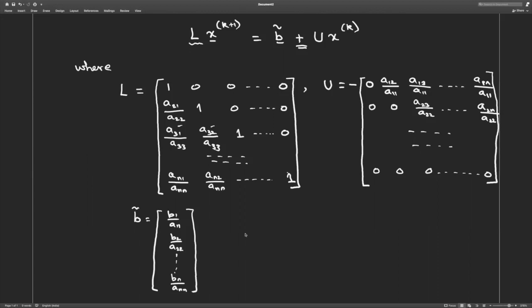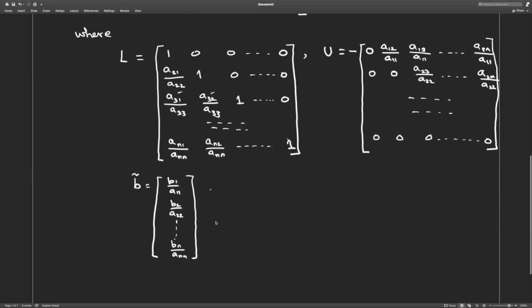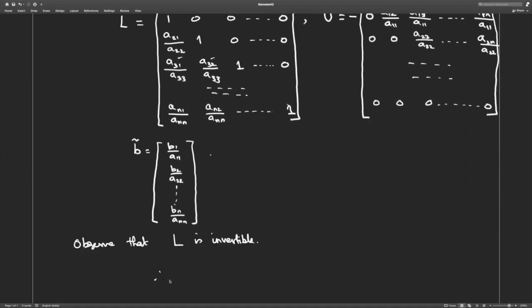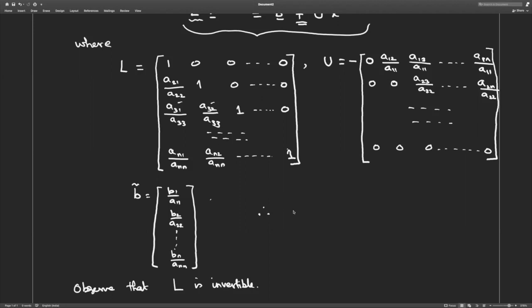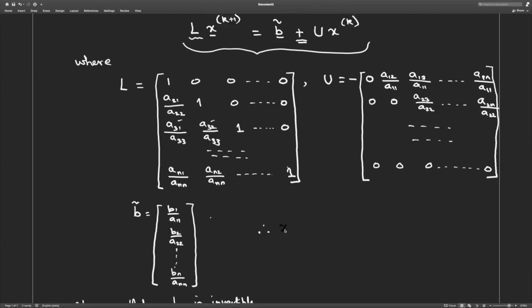See, all this goes with the assumption that the diagonal elements are non-zero. Now you write that L is invertible. Therefore, you can write x_{k+1} equal to, I'm just multiplying both sides by L inverse. Therefore, we can write the above equation as x_{k+1} is equal to L inverse B tilde plus L inverse U x_k, right?